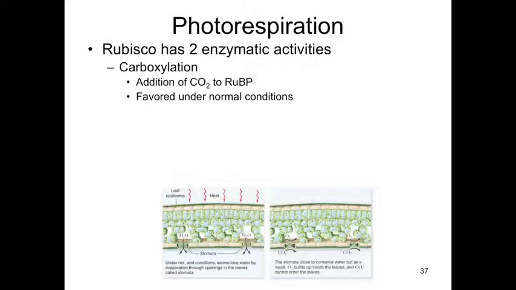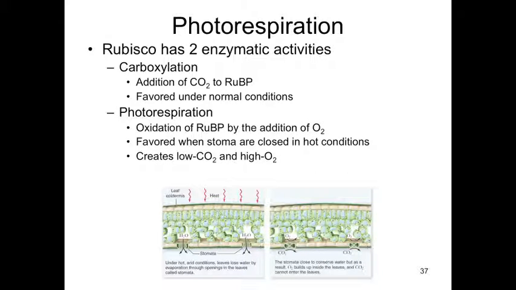That is, the active site on Rubisco has affinity for both oxygen and carbon dioxide. In addition to the carboxylation function that Rubisco has, adding carbon dioxide to RuBP, it also has an oxidation function, which we call photorespiration. This is where RuBP actually becomes oxidized by the addition of O2.